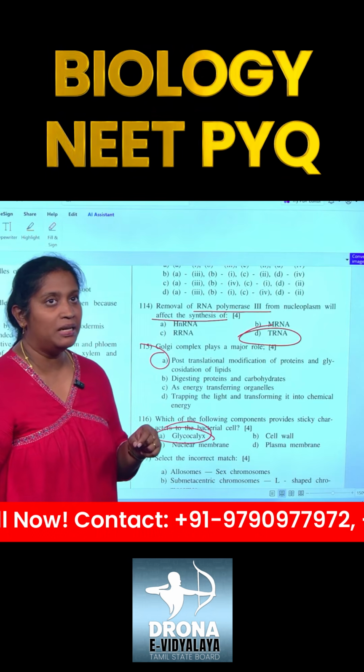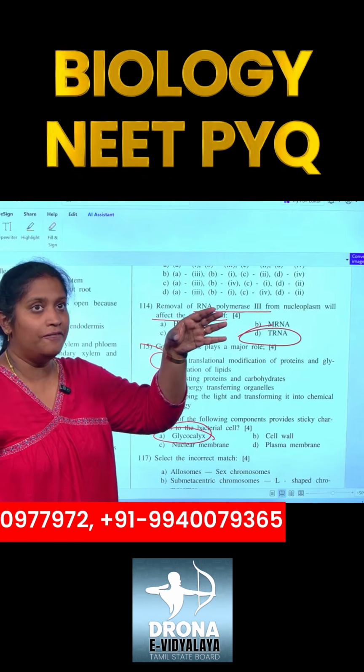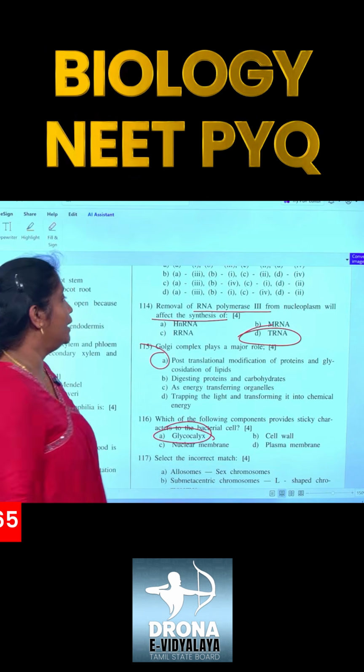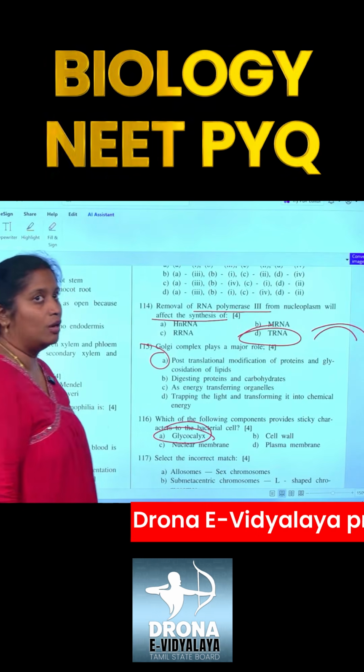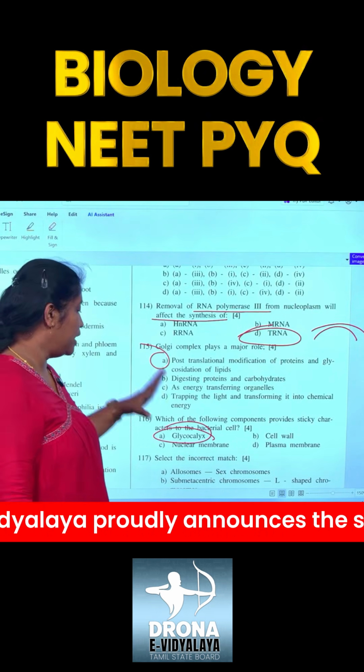So glycocalyx is mostly in the bacterial cell wall, which means the glycocalyx will be the outer layer, and it will be having the cell wall and the remaining layers inside. So mostly the bacteria's outer layer is the glycocalyx, and it is going to be a sticky characteristic. So option A is the correct one.